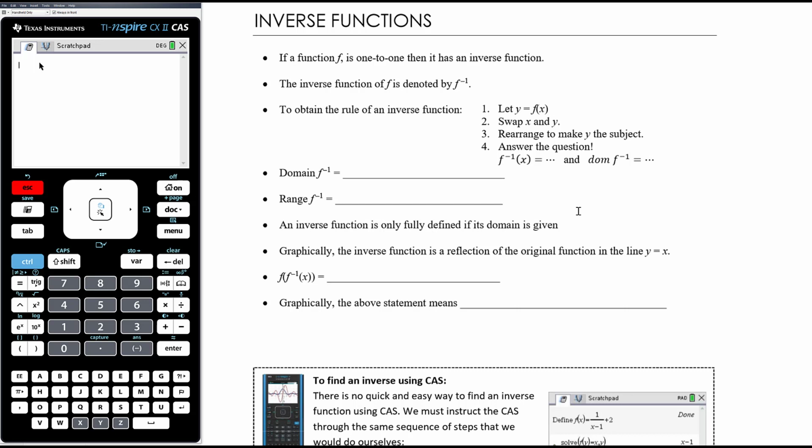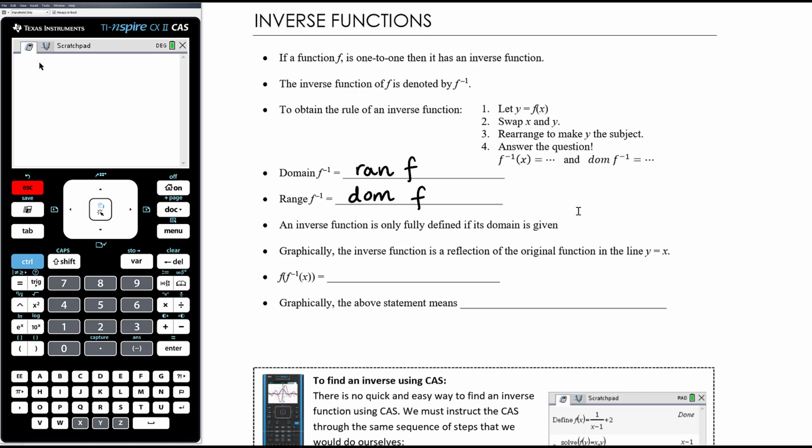Okay. Now, remember what we've done in this process is we've swapped our x and y values. So the domain of our inverse function ends up being equal to the range of the original function, and the range of the inverse function is equal to the domain of the original function, because you're swapping around the x's and y's. Everything that applied to x now applies to y, and vice versa. An inverse function is only fully defined if its domain is given. I've talked about that. That's about making sure that you state the domain, even if it's not asked for, particularly if it's not an implied domain.